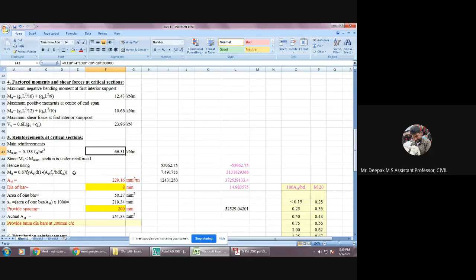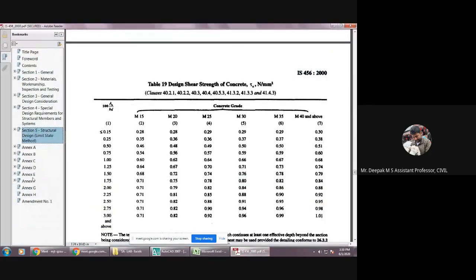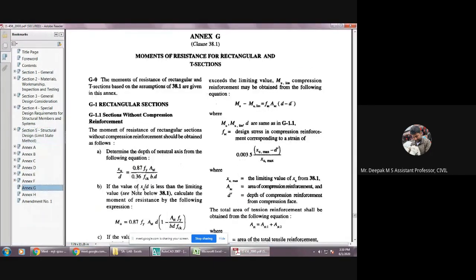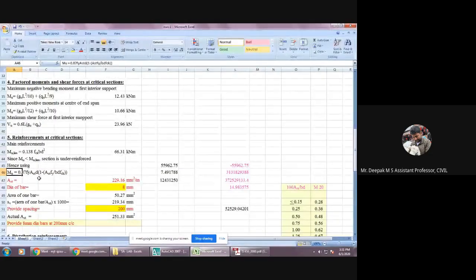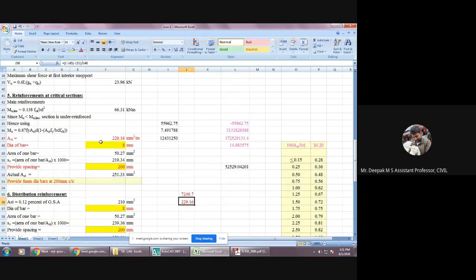Now I'm using the basic Annexure G formula from IS 456. This particular formula I'm using to calculate your Ast value. Since I know the moment applied to this section, moment of resistance required for this particular section. So when I do it, moment to be considered here is 12.43. So when I'm going to equate it, I'm getting the Ast required as 229.16.